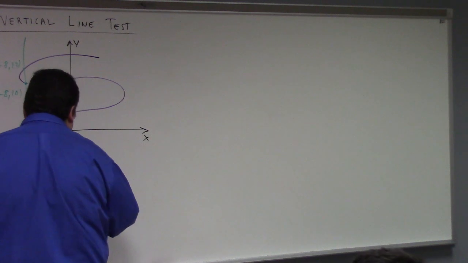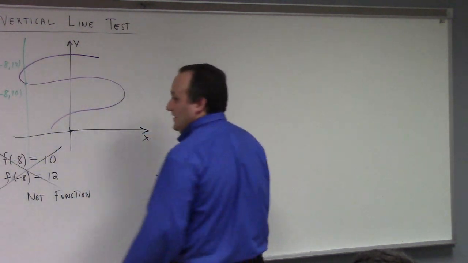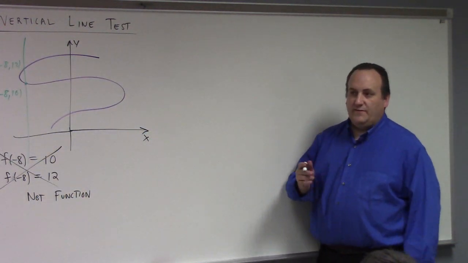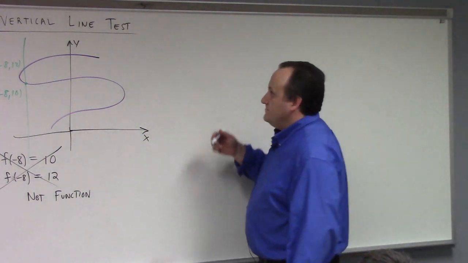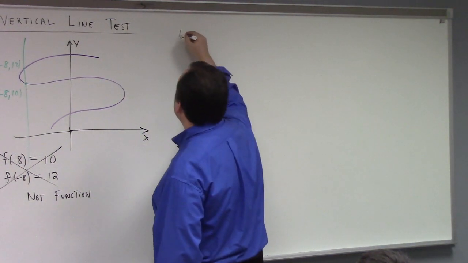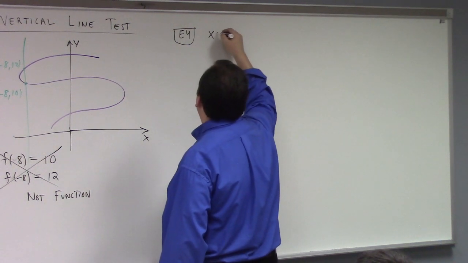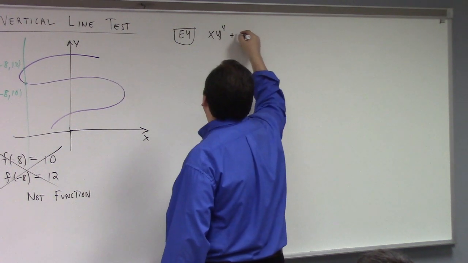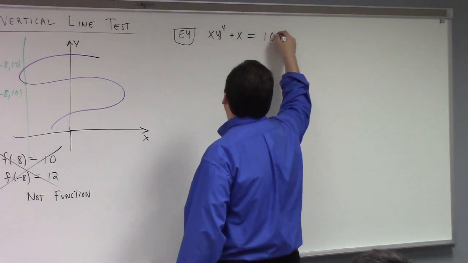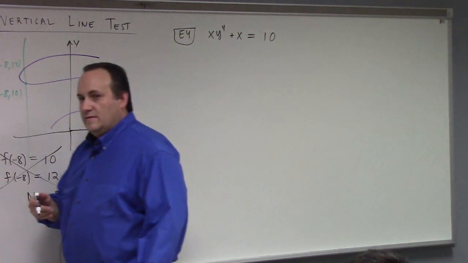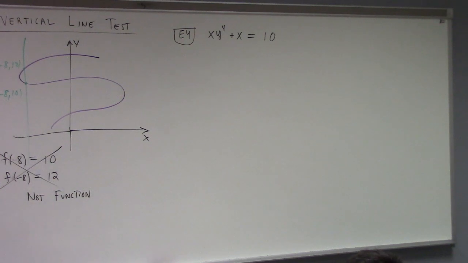Okay. Now, sometimes we don't actually have a graph, right? We just have a formula. So like example 4, I might have something like x y to the 4th power plus x equals 10. And then I could ask the question, is y a function of x, given that this equation defines it? So if this equation defines the relation between x and y, is y a function of x? How would you decide?